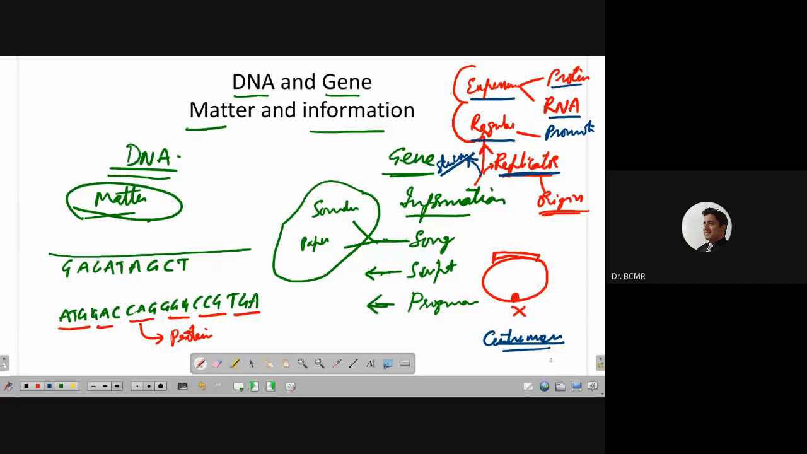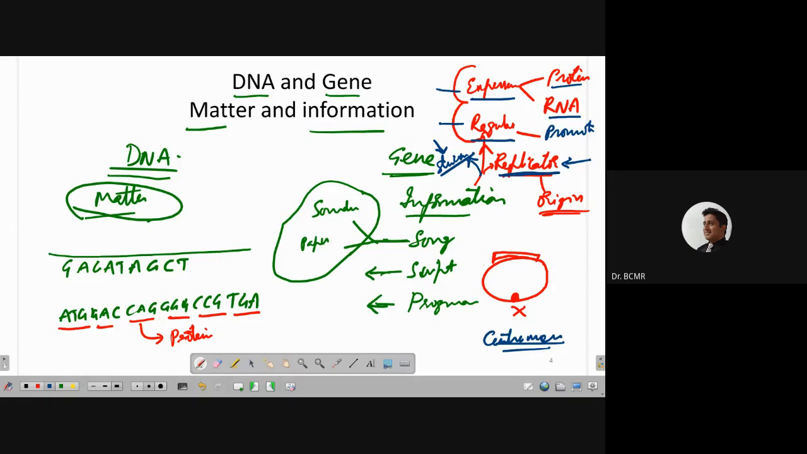Okay, so those should be expressed, or there should be regulatory parts, or they should be associated with the replicator, and the replicator included is also genetic information. And then we also have structural components like centromeres, telomeres, and so on. All these things will come under genetic information.